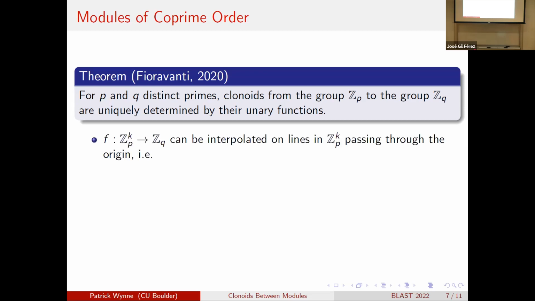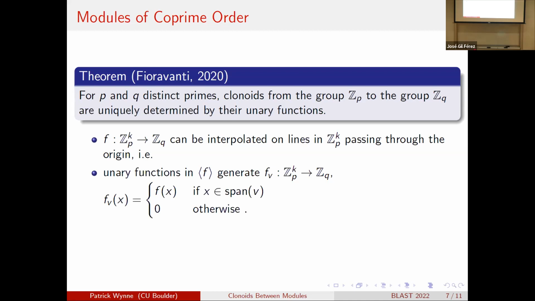And so the basic idea of this proof is if we start with some arbitrary function from Z_p to the power of k into Z_q, then we can interpolate this function on lines through the origin, meaning we can find a function f sub v, which looks like f on the span of some vector v, and it looks like 0 everywhere else. And the important thing is that we can build this function up from the unary functions generated by f. So we start with some function f, we look at the unary functions it generates. From those functions, we can get this new function, f sub v.